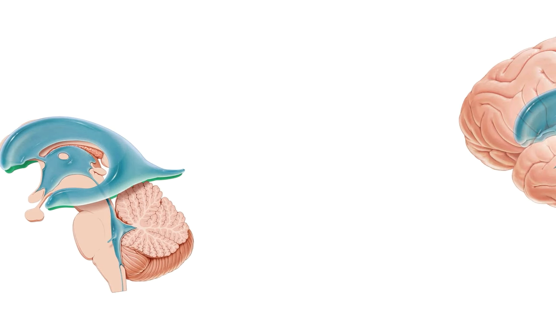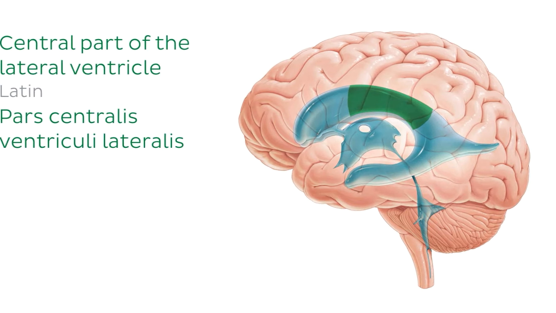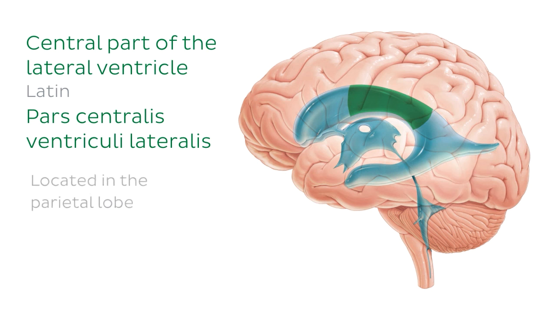The area we can now see highlighted in green is the central part of the lateral ventricle, which is located in the region of the parietal lobe. Its roof is formed by the corpus callosum, and it's floored by the superior surface of the thalamus and the tail of the caudate nucleus.